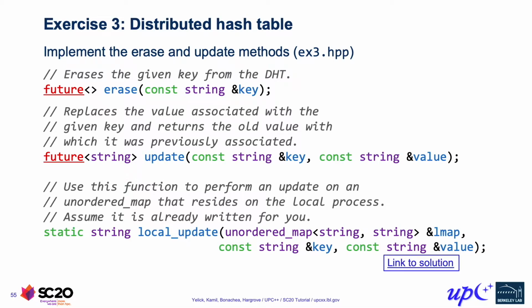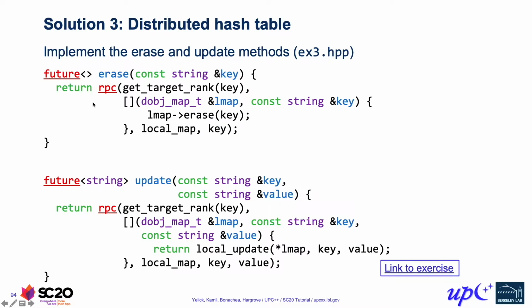Let's reconvene and take a look at the solution for exercise 3. So we'll start off by looking at erase. We're given a key, and what we want to do is remove the key-value pair from the local map over at the owner of that key. So we do an RPC to the owner of the key, using getTargetRank to compute what the owner is.